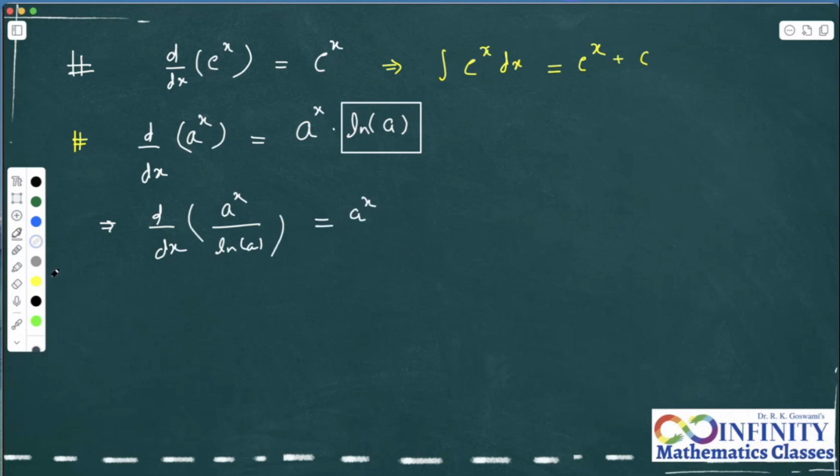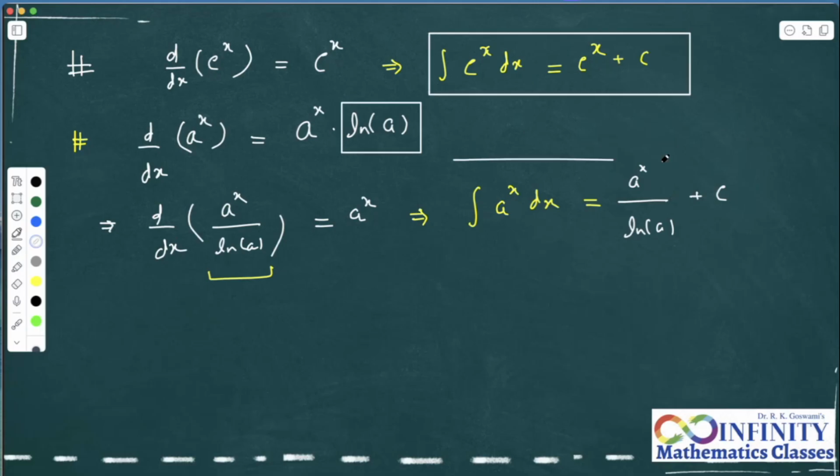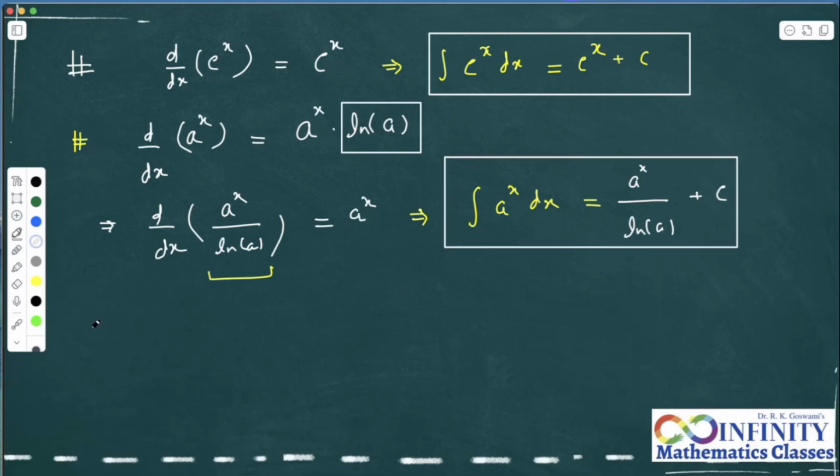So now it is in the perfect format from where I can get the formula for a exponent x. So the integration of a exponent x should be this term. What should I write here? ln a multiplied by ln a. So it is going to be a^x upon ln a, right? The integration part, the reverse part basically, and you need to add the constant of integration. That is all. So there are two formulas for the exponential terms. You got it?